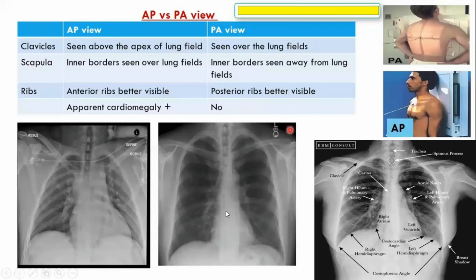This is AP view showing apparent cardiomegaly. This is PA view, where scapular borders are away. This is AP view, where scapular borders are in the lung field. This is normal appearance.